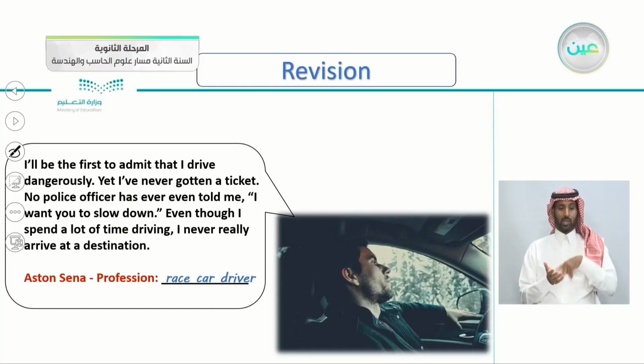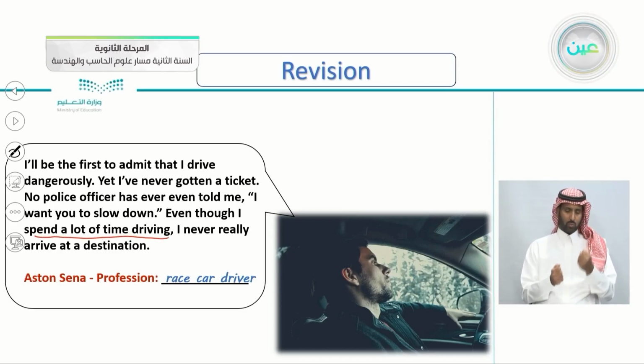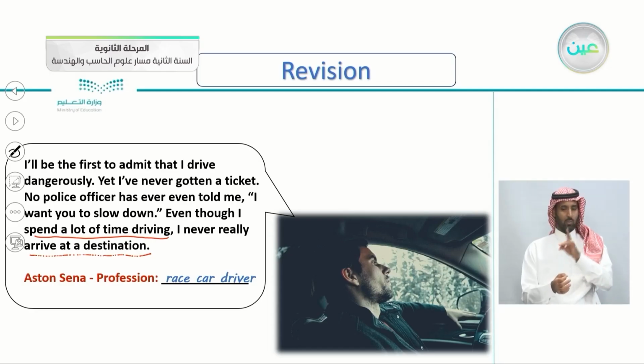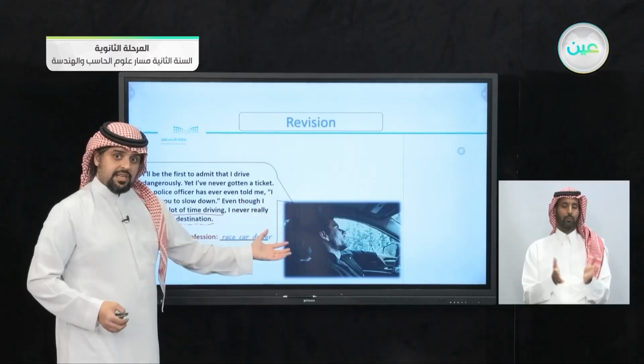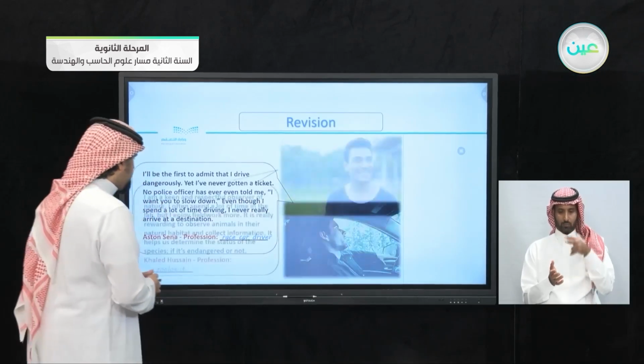The second one is a race car driver. This is an easy one, of course. He said here he spent a lot of time driving, but he never really arrived at a destination. So you can tell here that he is a race car driver. Of course, also you can tell from the picture here.